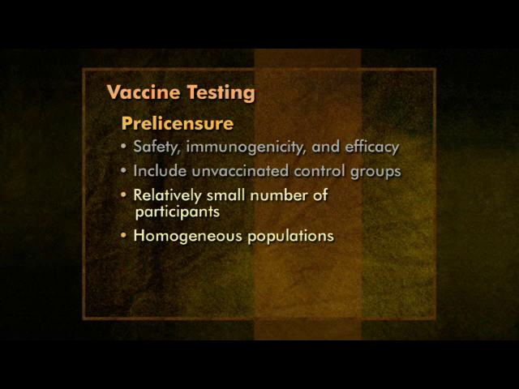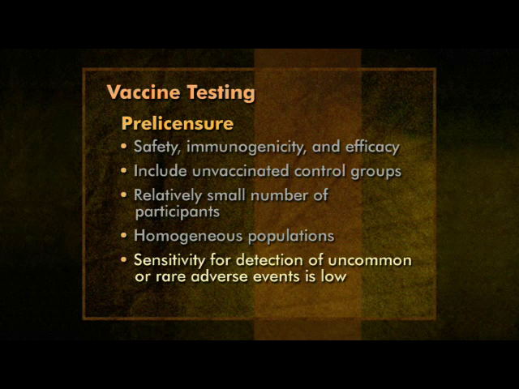However, pre-licensure trials include a relatively small number of participants. Usually the vaccine has been given to only a few thousand people, and usually they are monitored for a limited time period. And the studies are often conducted in homogeneous populations, meaning groups that are less diverse than those in which the vaccine is ultimately used. And finally, because the number of participants is relatively small, the sensitivity for detection of uncommon or rare adverse events before licensure is low. Because of the inherent limitations of pre-licensure testing, we cannot rely on pre-licensure studies to identify all the reactions that may occur once a vaccine is more widely used.